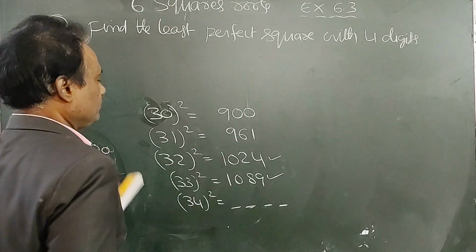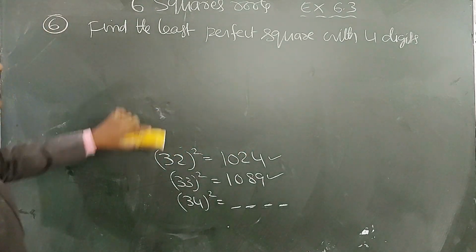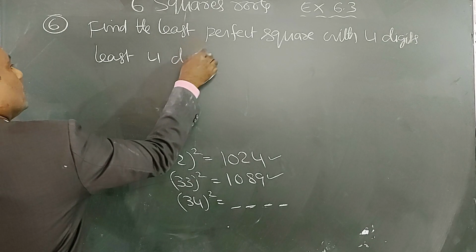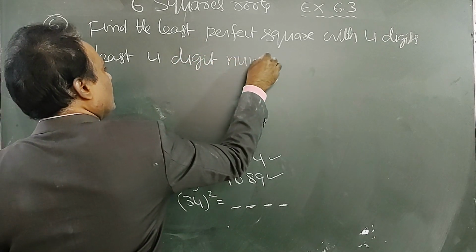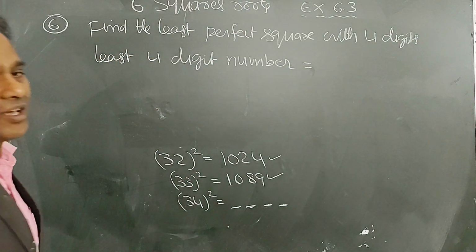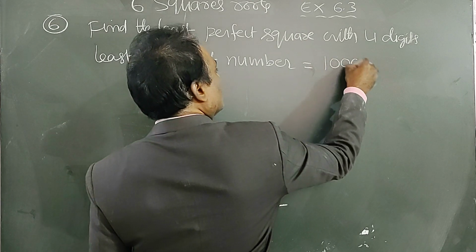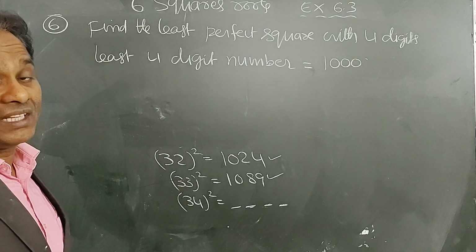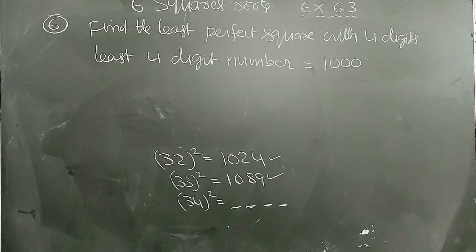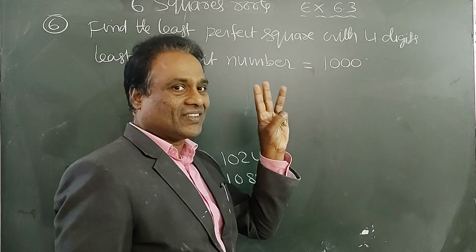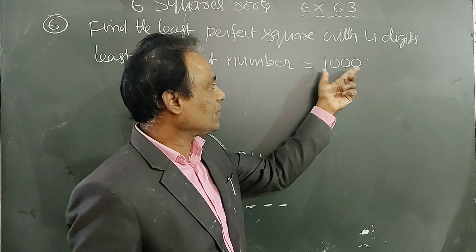So how to get this number? See here students. First I will take the least 4 digit number. Not a square, just 4 digit number. Least 4 digit number is 1000. 1, 2, 3, 4 digit number. 1000 less means 999, it is 3 digit number. Just one less also 999 is 3 digit number. So least 4 digit number is 1000.